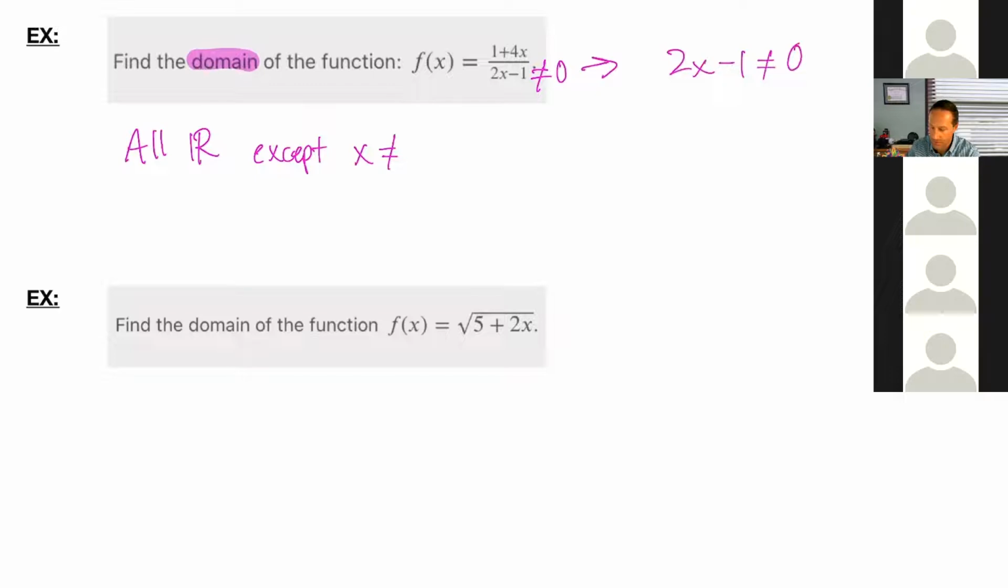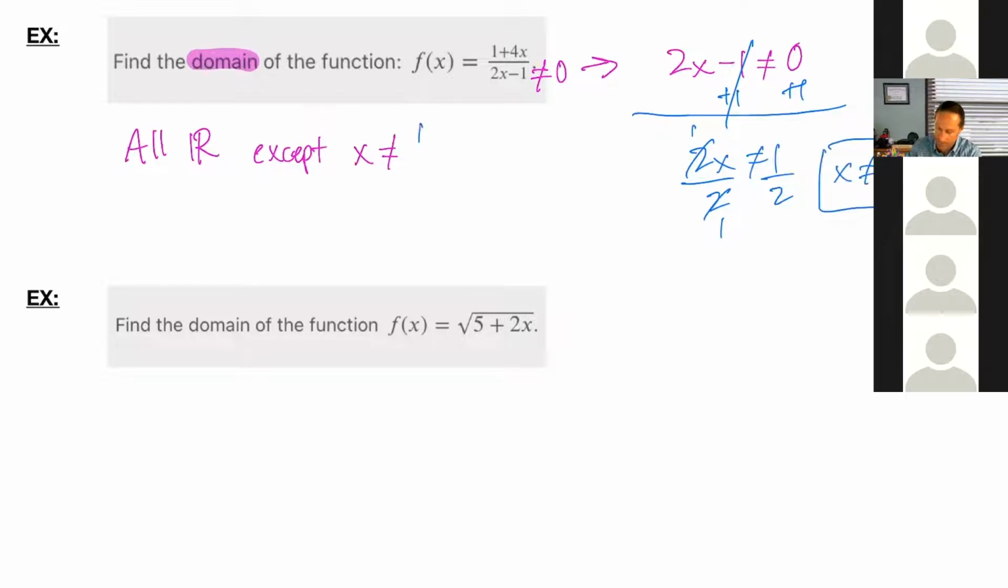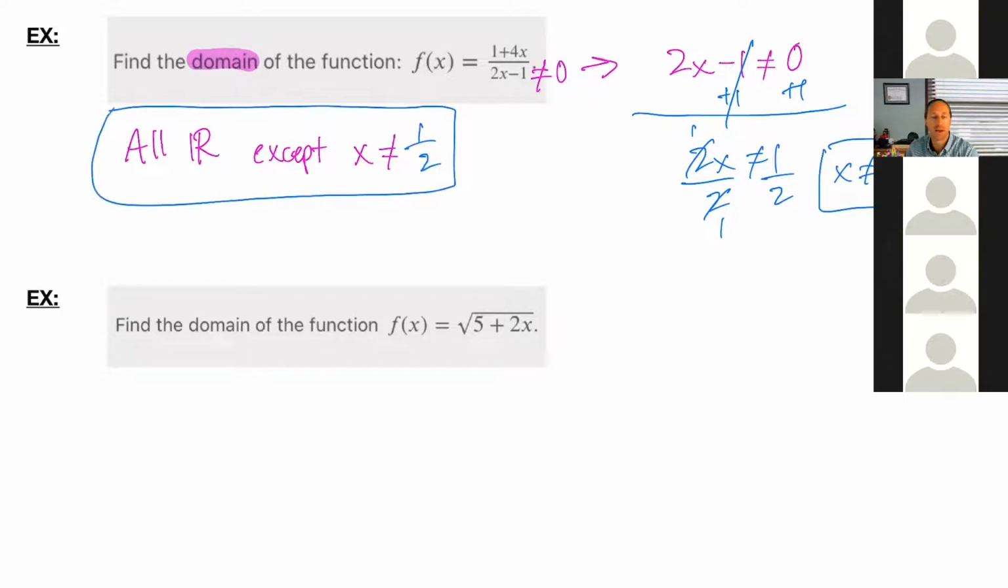Solve that equation. Add the 1, divide by 2. Hopefully you can even do that in your head. We know that X cannot equal 1/2. And I'm fine with you writing it like that. If they ask you to put it in interval notation, what would you have to do?